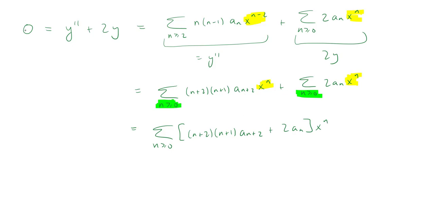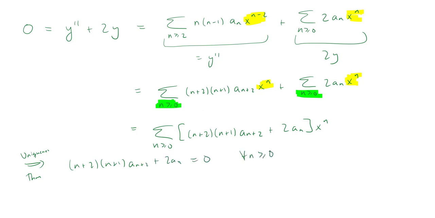Now, on the left-hand side, I just had 0, which is its own power series. It's a power series where all the coefficients are 0. And we have a theorem that tells us that when we have two power series that are equal, their coefficients must be equal. The coefficients on the right are these monstrosities. The coefficients on the left are all 0. And so we conclude by our uniqueness theorem that all of these monstrosities, n plus 2, n plus 1, a sub n plus 2 plus 2 a sub n, equal 0 for all n at least 0.